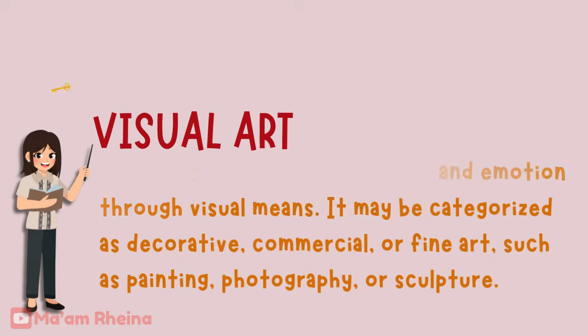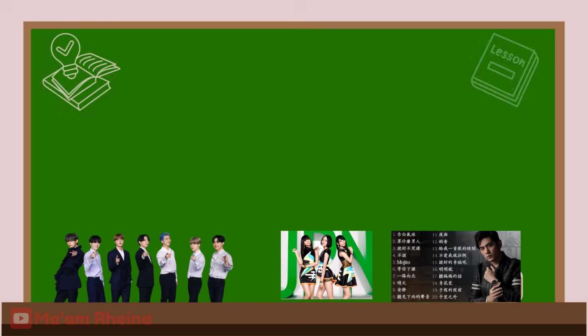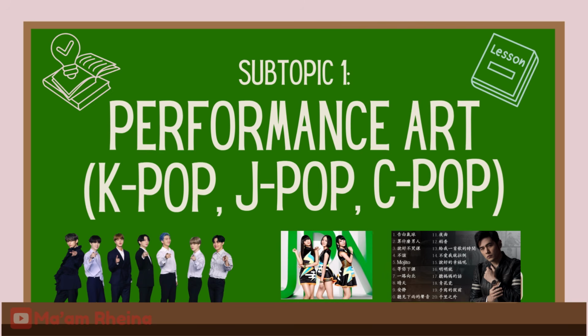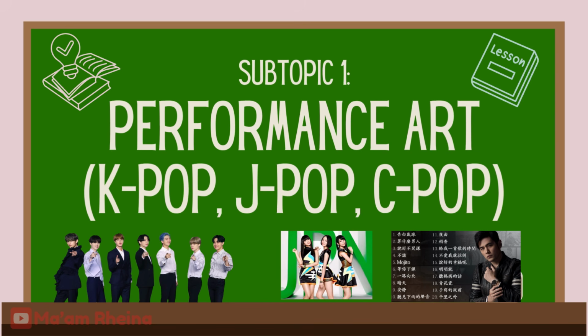Now that we've unlocked some important vocabulary, let's move on to our first subtopic, performance art. In this part of the lesson, we'll explore one of the most exciting and influential forms of performance art in Asia today: Korean pop, Japanese pop, Chinese pop. These modern music genres are more than just catchy songs. They combine music, dance, fashion, visual design, and performance to create powerful art that connects with audiences all over the world.